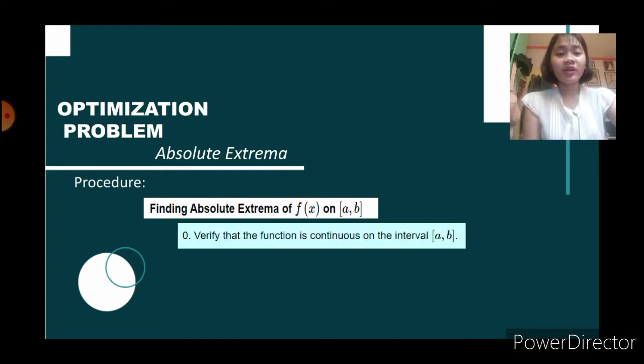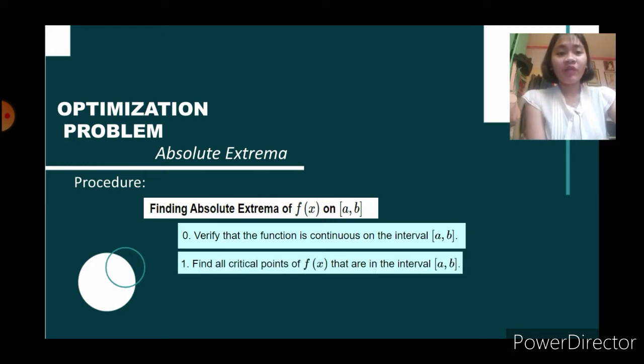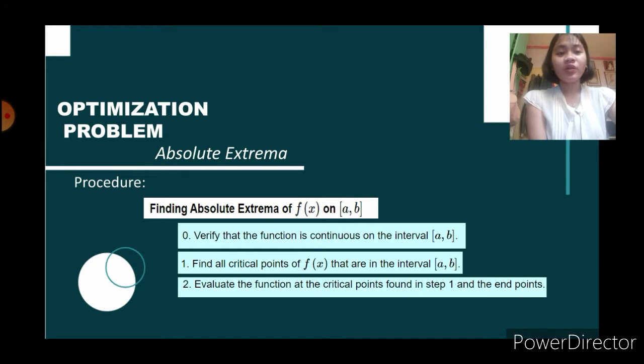Yung una, verify the function is continuous on the interval a and b. Find all critical points of f of x that are in the interval a and b. Second, evaluate the function at the critical points found in step 1 and at the endpoints. And lastly, identify the absolute extrema.